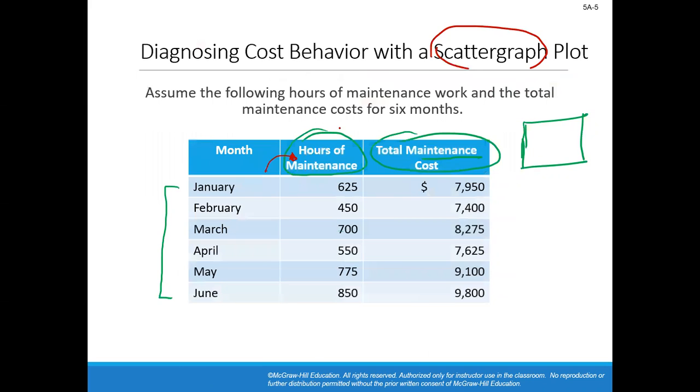So which is likely to be the independent and which is likely to be the dependent? This is the learning from your statistics course, Statistics 101. Between the hours of maintenance and total maintenance cost, which is to be considered as dependent and which is to be considered as independent? Hours of maintenance is independent and the maintenance cost is dependent.